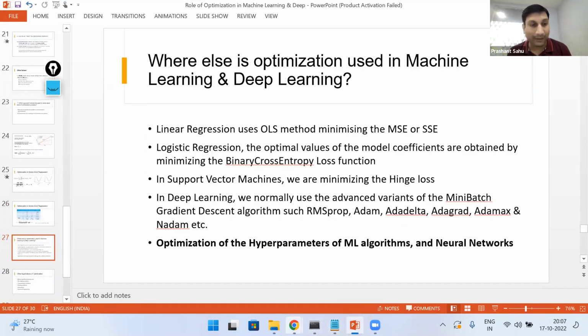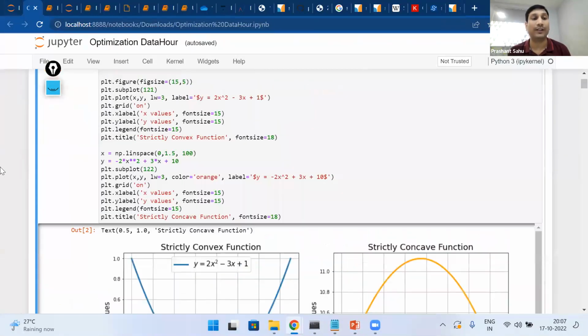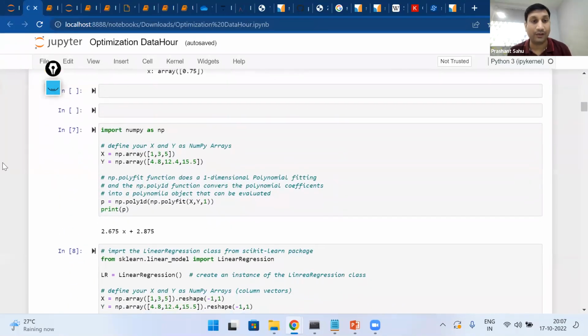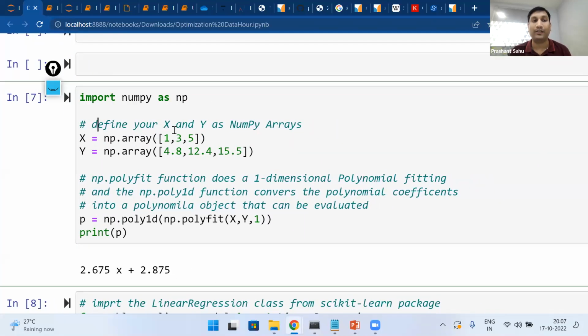So let me switch to the Python code and demonstrate this. Okay. So first, I've just taken the same 3 data points as a NumPy array. Can you see? I've taken my data points X and Y.